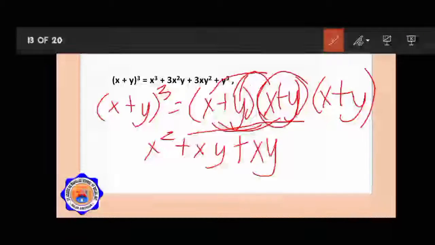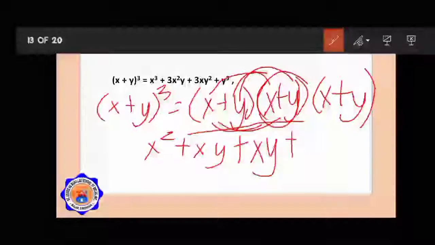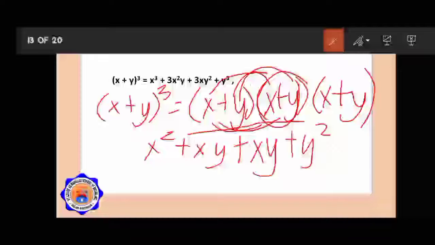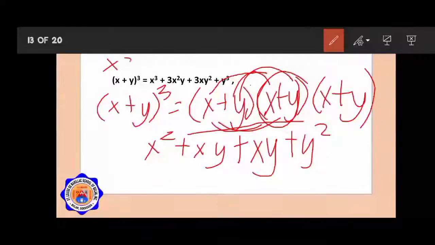Then, positive y times positive y is equal to positive y squared. Then, after that, we will combine like terms. So, ang magiging answer na natin is x squared. Ilalagay natin siya dito sa taas para mamaya pag sinolve natin ito, makukuha natin yung answer natin.